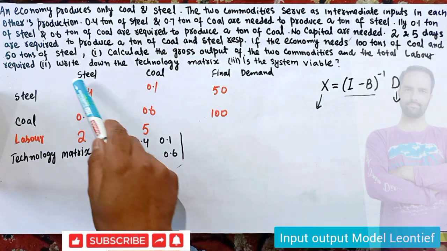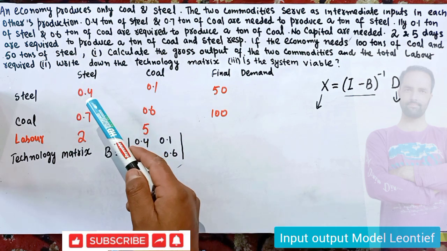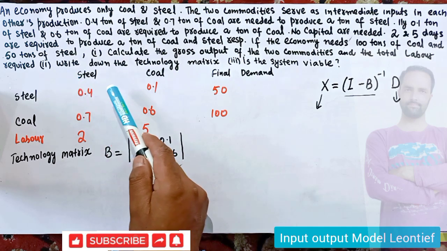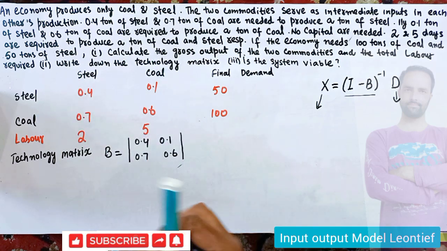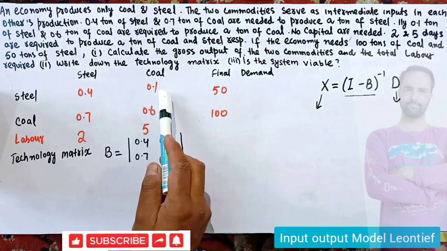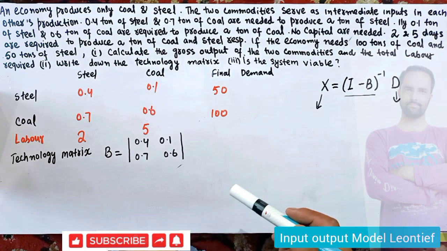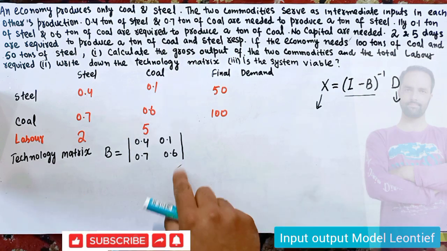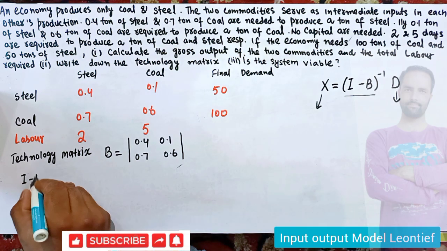So it is simply formed by writing the per unit, or what we can say, it shows us the dollar value of the output of each industry required by other industries here. Okay, so it is given by 0.4, 0.1, 0.7, 0.6. I have just written it here. If you want to find the complete video on input output analysis, I have explained it in simple language. You can check the playlist here. I will not go into the detail here. Then we need to find out I minus B.